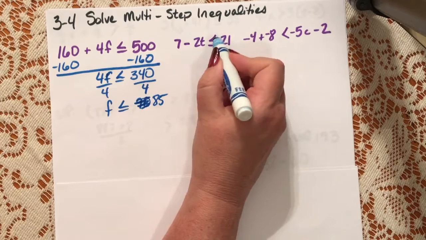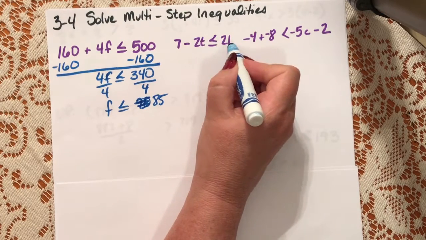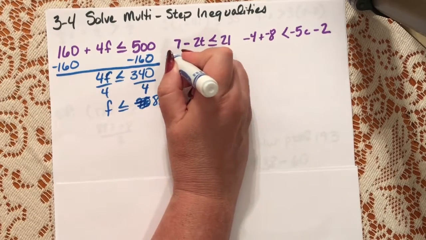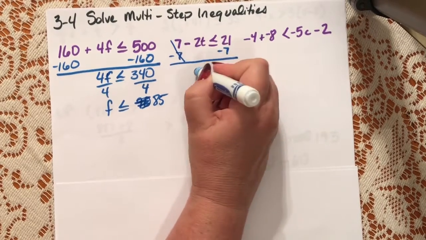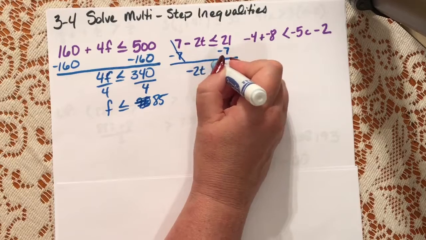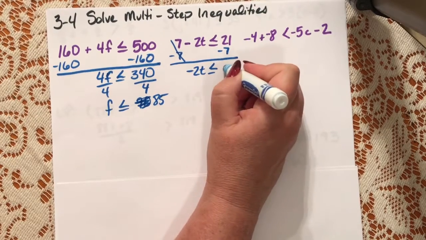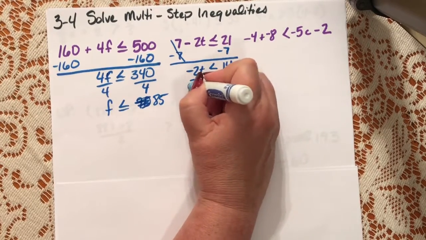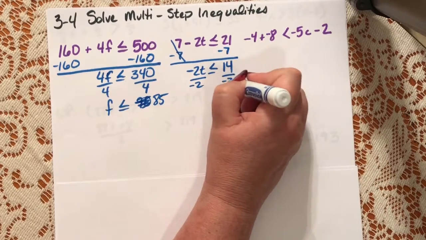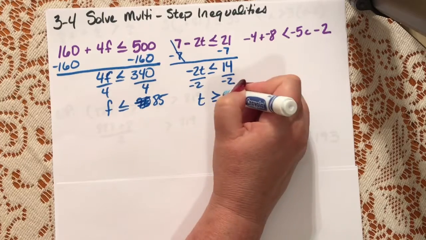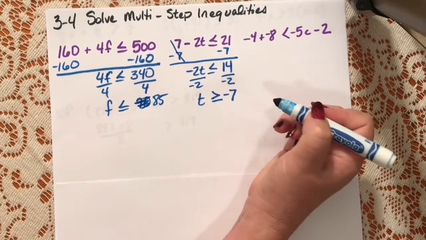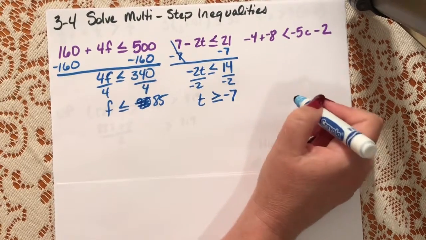7 minus 2t is smaller than or equal to 21. First, I'm going to subtract 7 from both sides so that that becomes 0. I have negative 2t is less than or equal to 14, and I'm going to divide both sides by negative 2. I'm dividing by a negative, which means my inequality switches, and t is greater than or equal to negative 7.